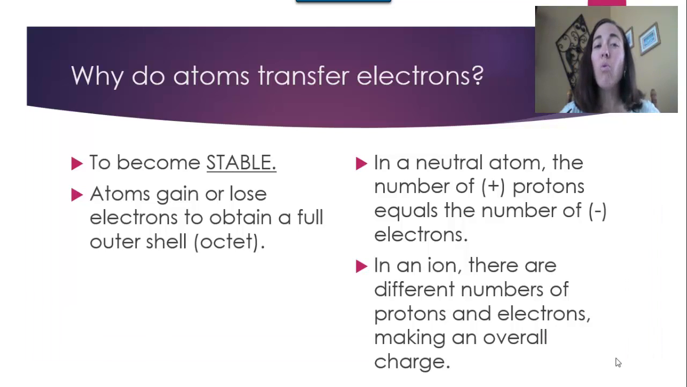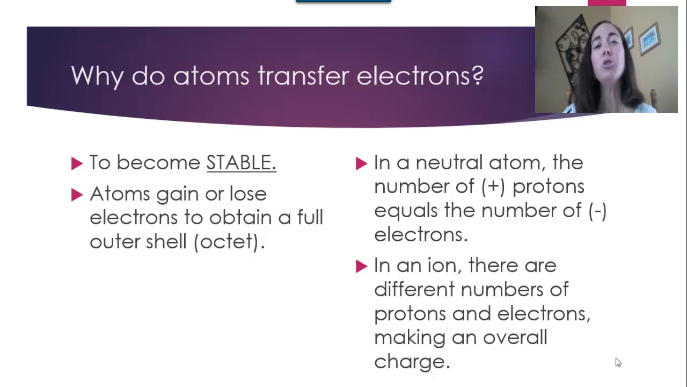First of all, why do atoms move electrons around to even form ions? Well, remember that they do it to become more stable. Atoms gain or lose electrons. You do already know that. But now in this unit, because of the electron configurations, we know that the reason they do it is to get that full outer shell, or the octet.